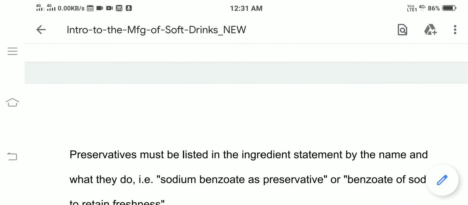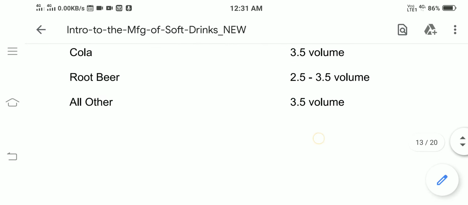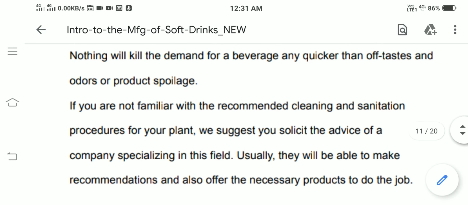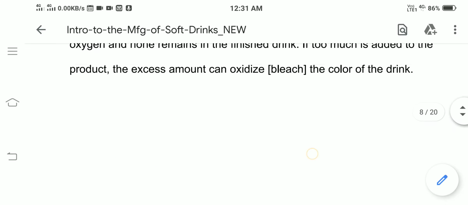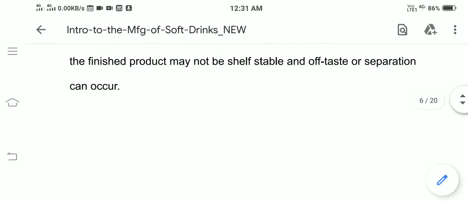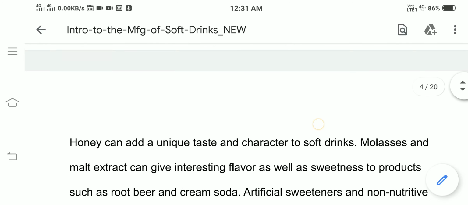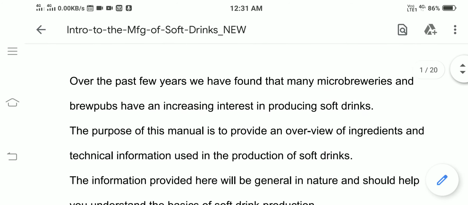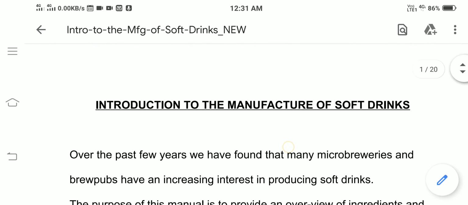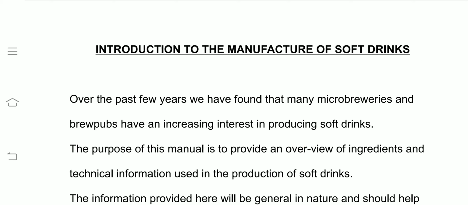Now I think the manufacturing process of soft drinks or carbonated beverages is clear. You can prepare handwritten notes on the basis of this particular lecture, and please incorporate FSSAI standards for carbonated beverages. I am attaching the whole standards for the beverage industry issued by FSSAI.